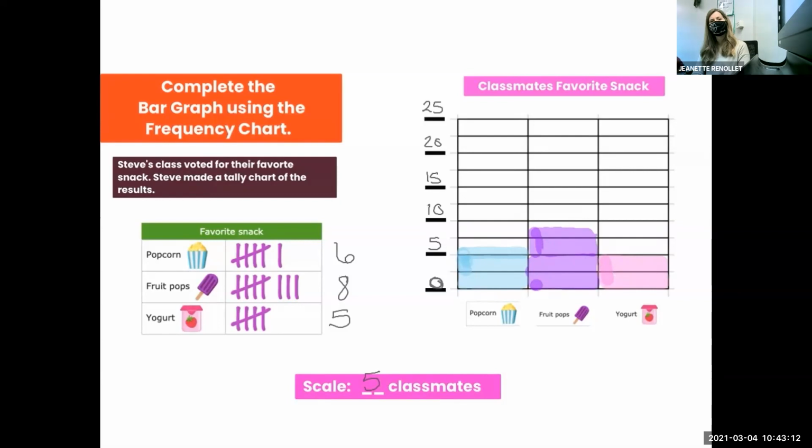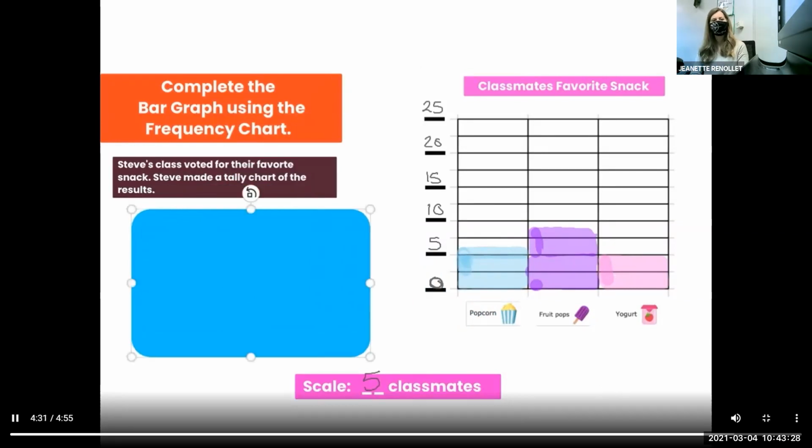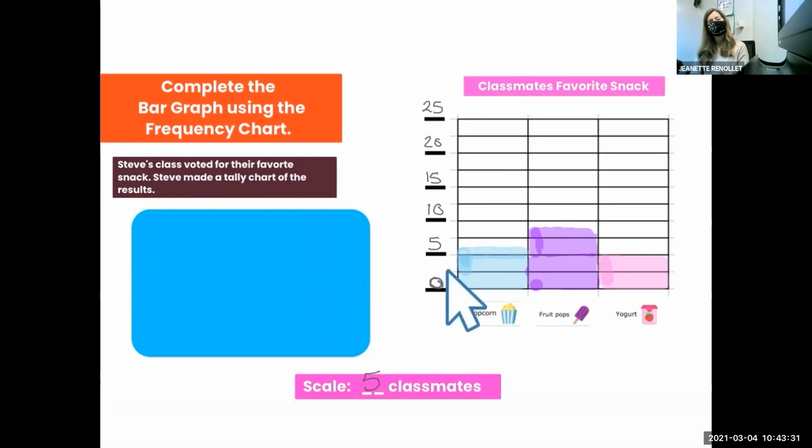But I'm not sure they'd be able to answer how many more and how many less because this chart is not very clear. If we covered up this frequency chart over here, and my reader could not see what the answers were, they might struggle to figure out how many people chose popcorn and how many people chose fruit pops. So it might be hard for them to answer how many more people chose fruit pops than popcorn. I might need to come up with a different scale. Look at the next slide and watch a different example.